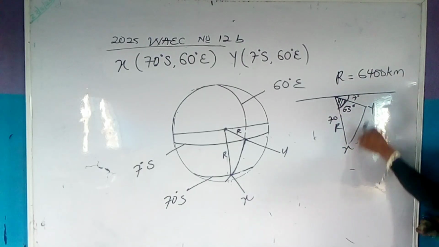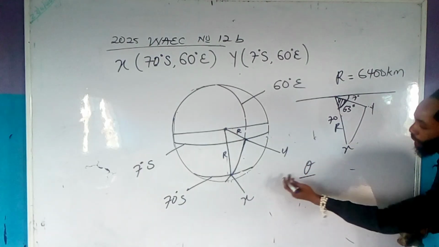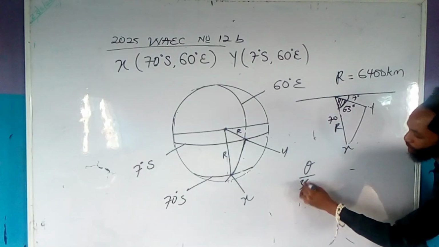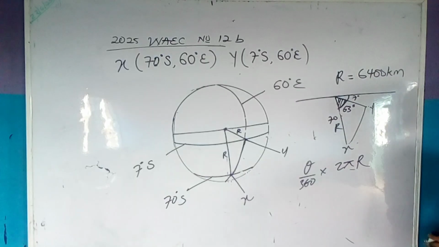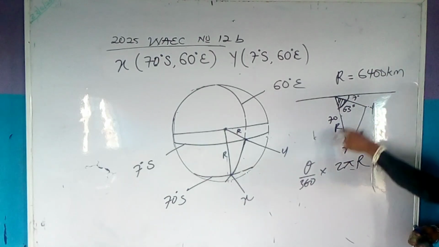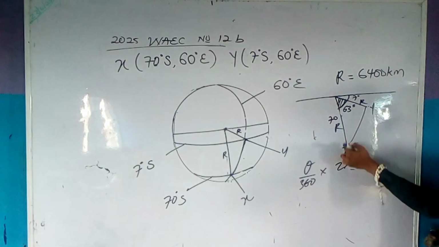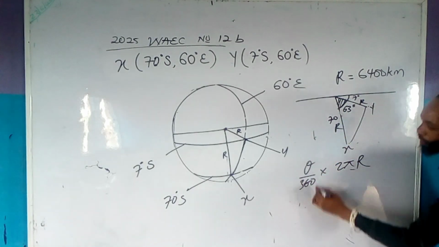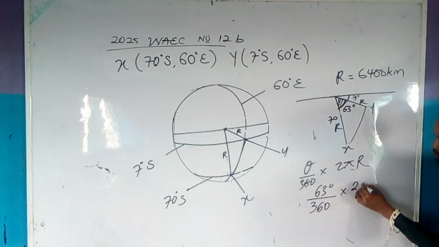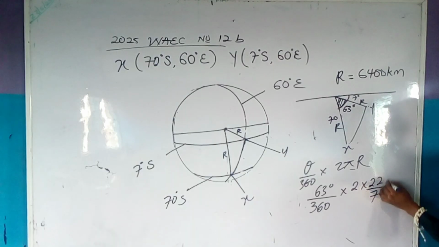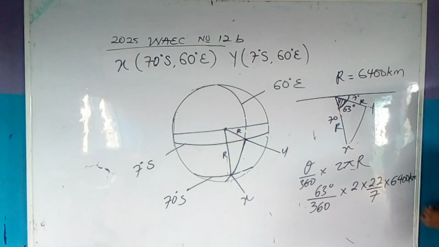Now, point X to Y. We're asked to look for this distance. So what do we do? The formula for the length of the arc is theta over 360 times 2 pi R. But our R was the big R, the capital letter. Remember, we're using the big radius. Look at this shape here: the big R, that's what we're using. So theta is 63 degrees, 63 over 360 times 2 pi, where pi is 22 over 7, times 6,400 kilometers. And that is what we have.